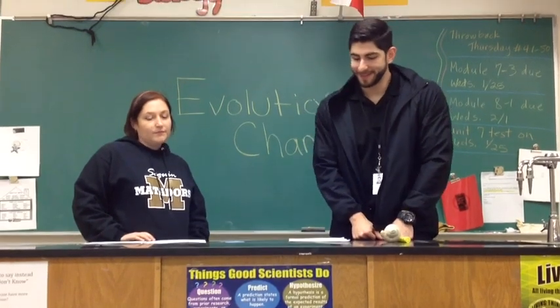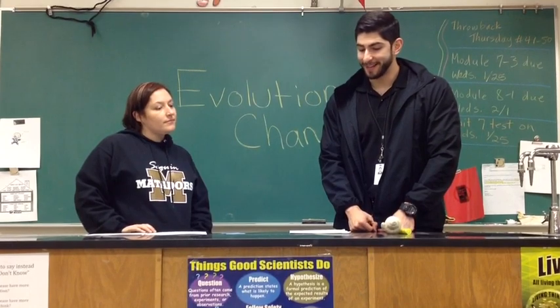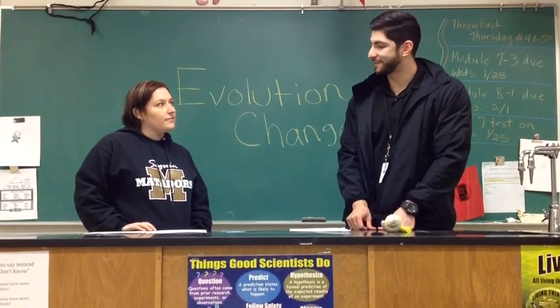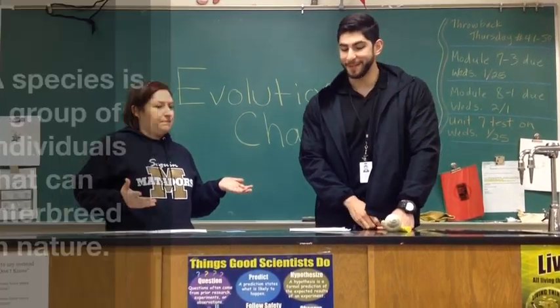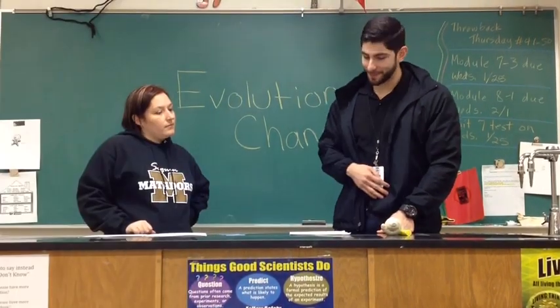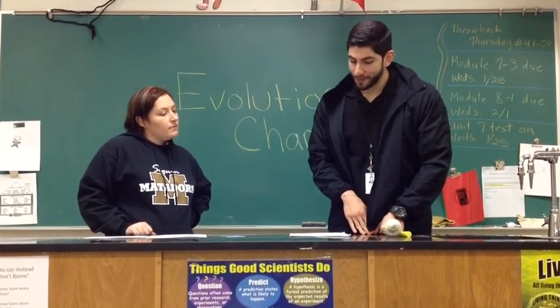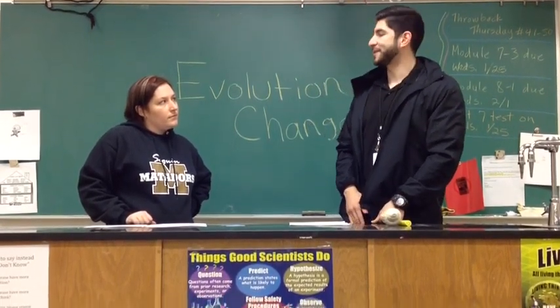In this video, we will be discussing how new species form to create biodiversity and some ways that evolution takes place. What do you mean by species? A species is a group of individuals that can interbreed in nature. Scientists group organisms according to their similarities. The most similar organisms belong to a species.